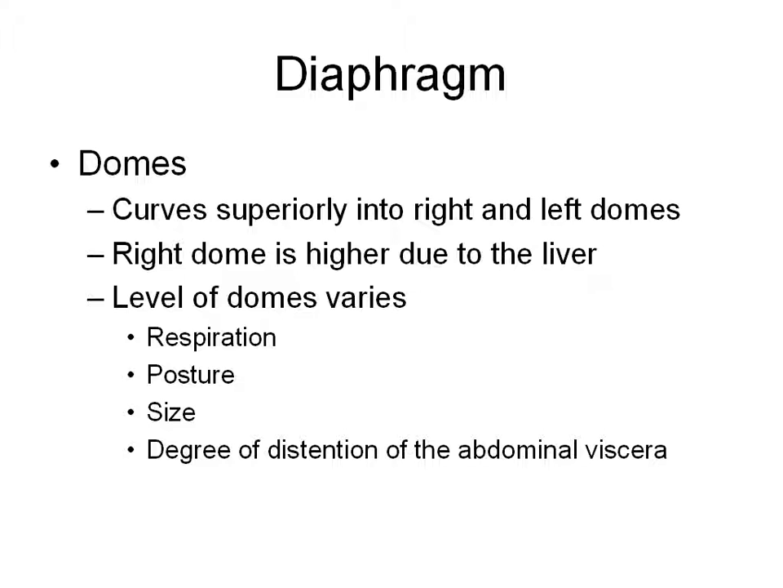Distension is when the abdominal viscera are pushed towards the anterior. This would take with it the diaphragm, and it could change the level of the domes depending on how far to the anterior the abdominal viscera were being distended.